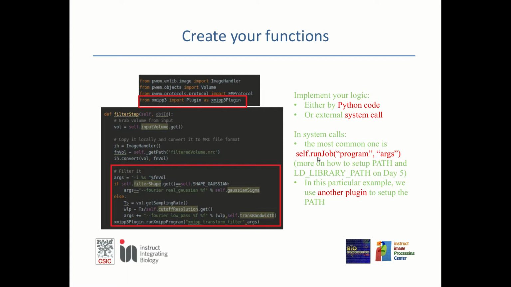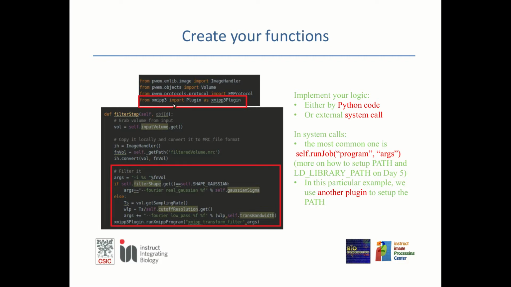So normally you would use self-run job and you would take care of all these path, LD library path, environments, and so on within your plugin. But this is a special case because at this moment, at day 2 of the course, we didn't want to deal with that. So we are relying on some other plugin to handle all these path and LD library path things.